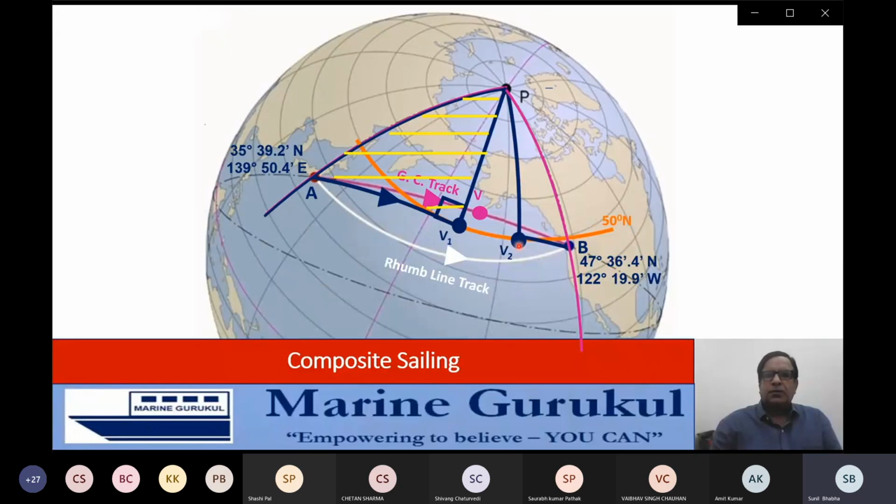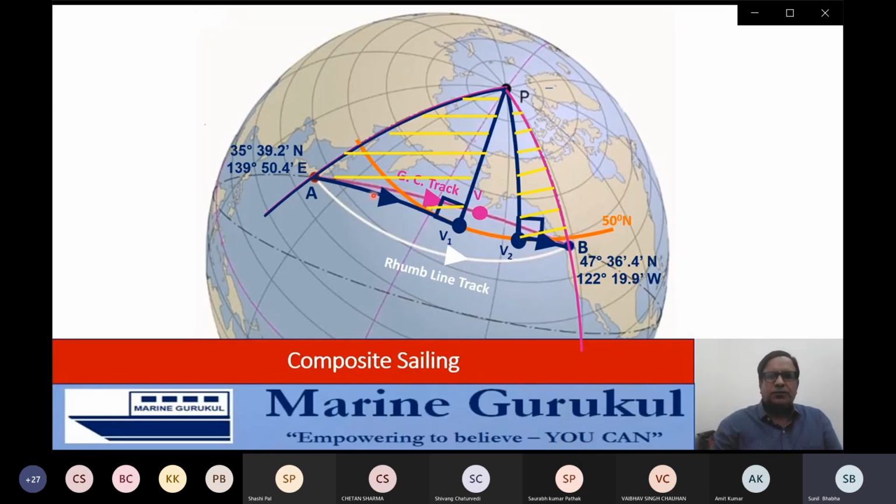Here is the meridian of V2, and obviously this will also make an angle of 90 degrees with the GC track. We get another right angled spherical triangle, PV2B, shaded out here. Now we get two right angled spherical triangles, PV1A and PV2B.